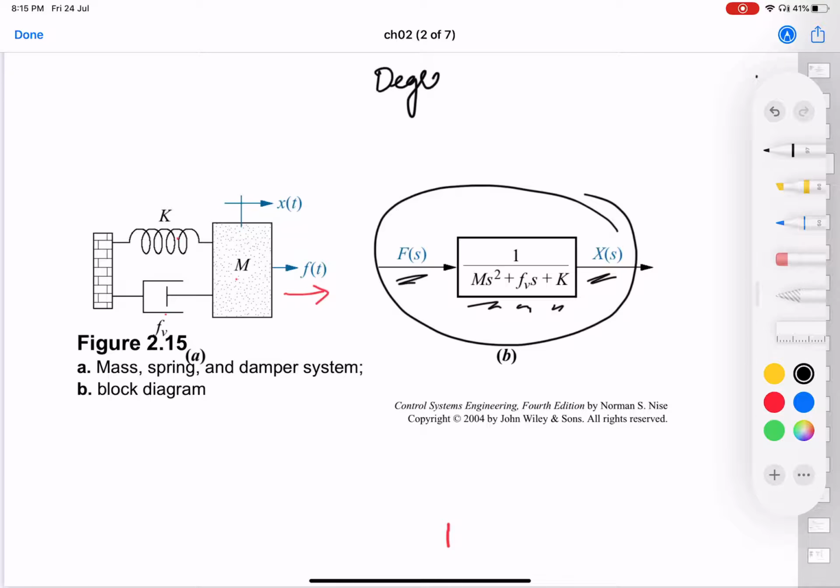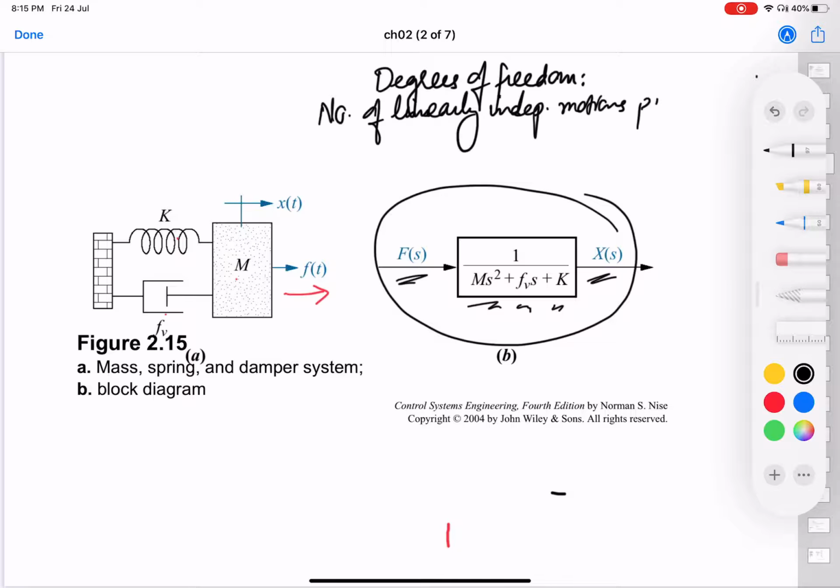So degrees of freedom, when we talk about a mechanical system, is the number of linearly independent motions possible. You can understand it from the electrical system perspective, in the sense that if you have one mesh, then you have only one mesh current. If you have two meshes, you can have two mesh currents even if one of the meshes is open circuited, right? And if you have a voltage source in the other mesh, you can still have another mesh current.